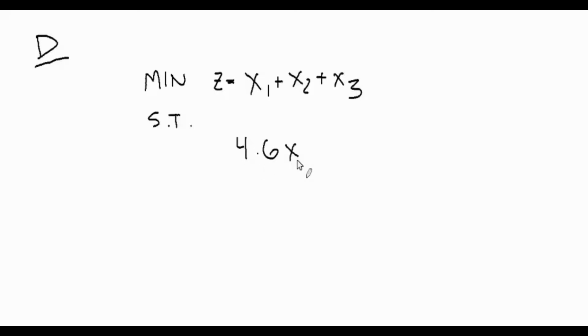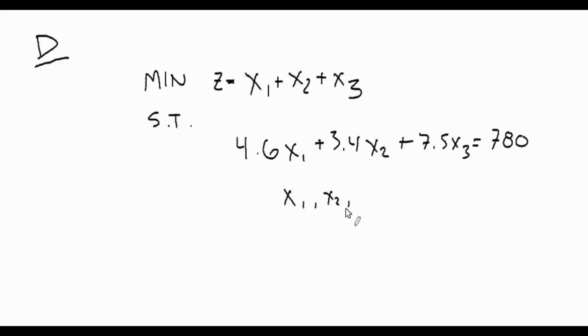4.6 x1 plus 3.4 x2 plus 7.5 x3 is equal to 780, and non-negativity applies to our decision variables because muscles only generate tension, they don't generate compression. That's just a physical fact of how muscles work. So this is our linear program for predicting muscle forces in this problem.